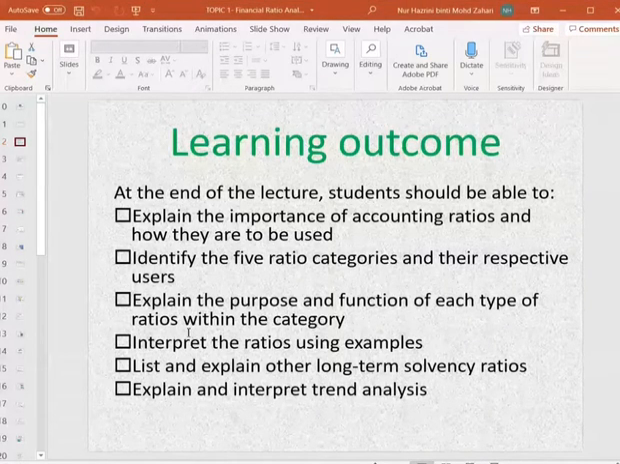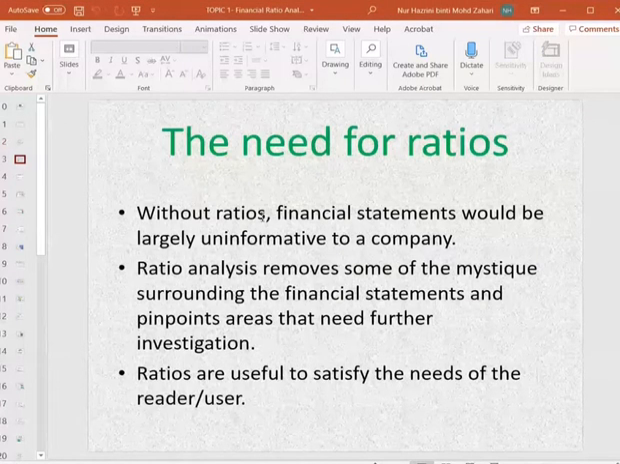And then interpret the ratio using examples, list and explain other long-term solvency ratios, and explain and interpret the trend analysis. Okay, so why do we need the ratio?